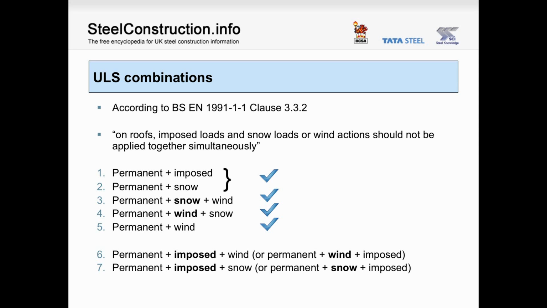But combinations number 6 and 7 are combinations that include imposed load and wind or imposed load and snow, and the Eurocode says we do not check those particular combinations.